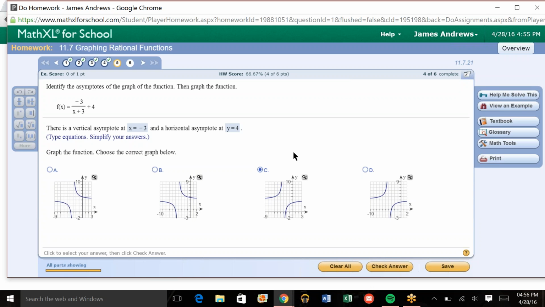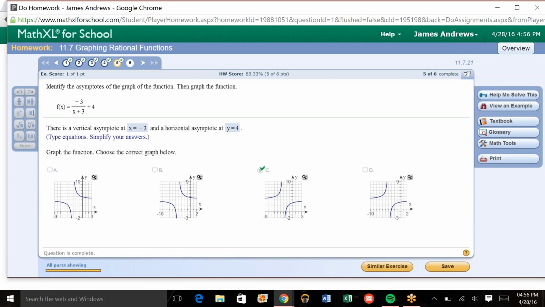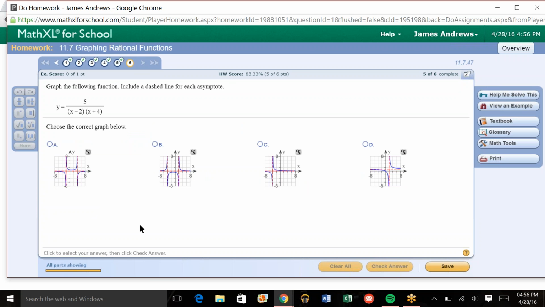That makes this one the correct one. I see that now. They're always going to give you two graphs that have the same horizontal and vertical asymptote. It's clear to me that they're doing that on every one of these, including this one.